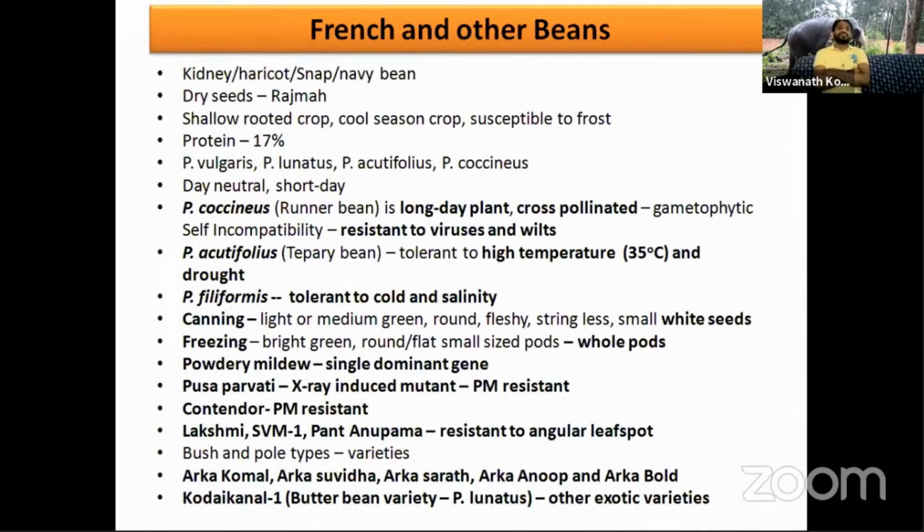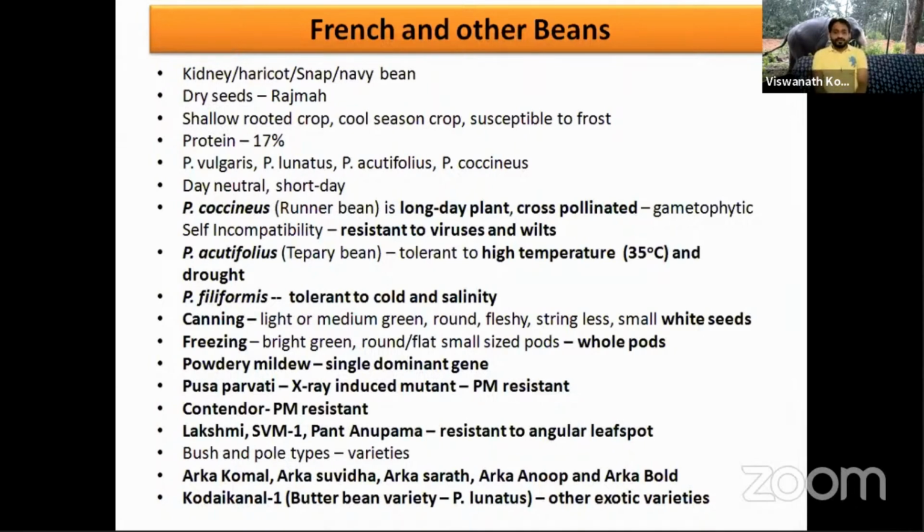Here the powdery mildew resistance is a single dominant gene. In case of pea, the powdery mildew resistance is a single recessive gene. Here it is a single dominant gene. And Pusa Parvati is a mutant variety. Generally, crop mutations are done by either gamma rays, physical means, or EMS, chemical means. But here it is an X-ray induced mutant, Pusa Parvati, resistant to powdery mildew.